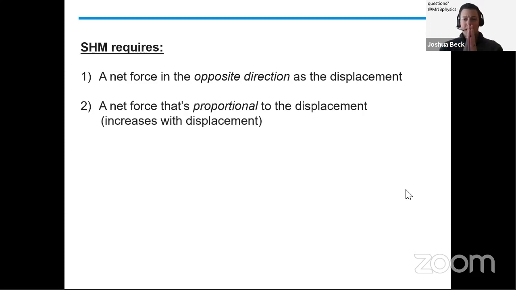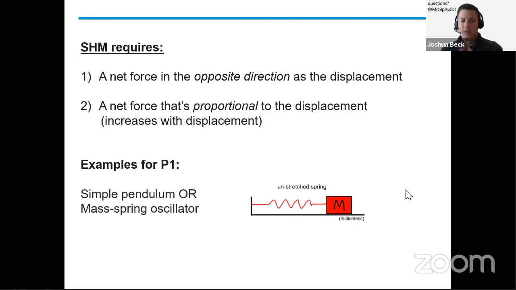So we take an object with an equilibrium position, we move it to the right, and we need a small force to the left. We move it further to the right, we need a bigger force to the left. If we move it to the left, then we need a small force to the right. If we move it further to the left, we need a bigger force to the right. The examples in Physics 1 that would create this type of motion are a mass attached to a spring, where the further we stretch the spring, the larger the force is, and it's always a restoring force, and then a simple pendulum.